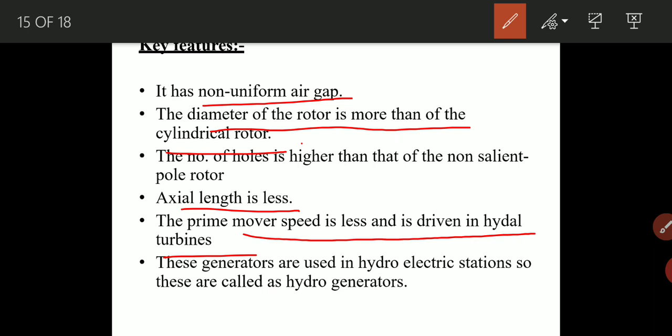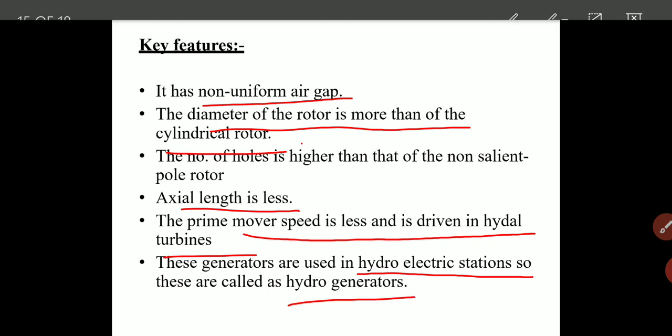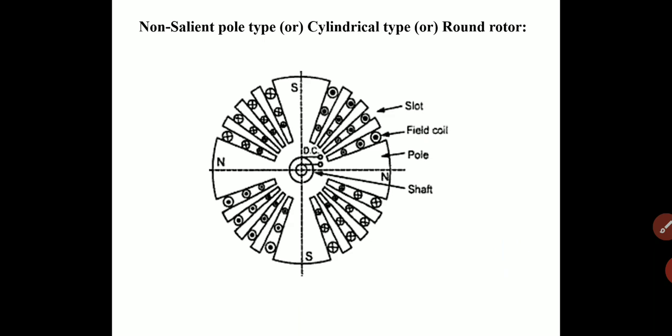What is the application of this type of rotor? Hydroelectric power plant, and as it is used there, it is called a hydro generator. Clear? Next we see the cylindrical type.